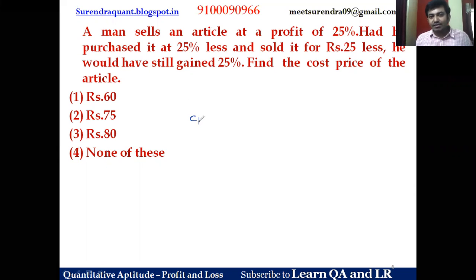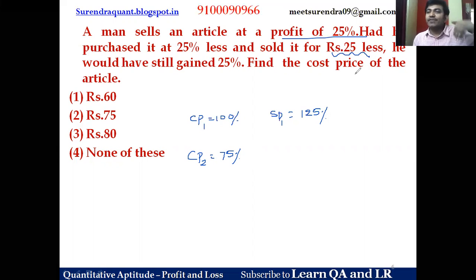So let us consider the cost price is 100% initially. CP1 is 100%. But he is selling at 25% profit, right? So what is SP1 then? What is selling price 1? 125%. Had he purchased it for 25% less, the new CP is 75%, and sold it for 25 rupees less. So the new selling price is 25 rupees less than the original selling price. So basically, the difference in selling prices is given as 25 rupees.